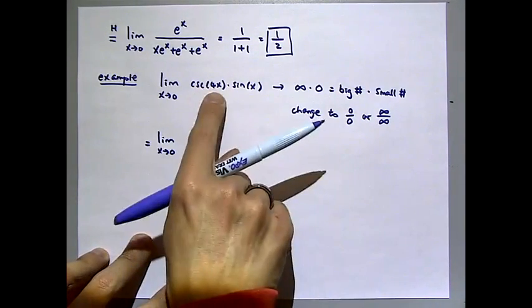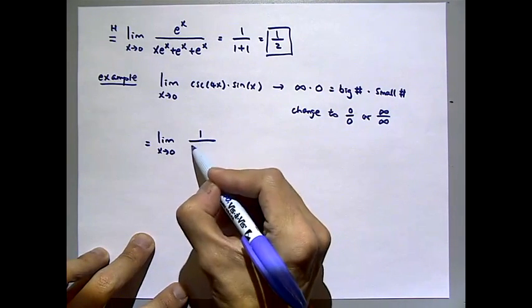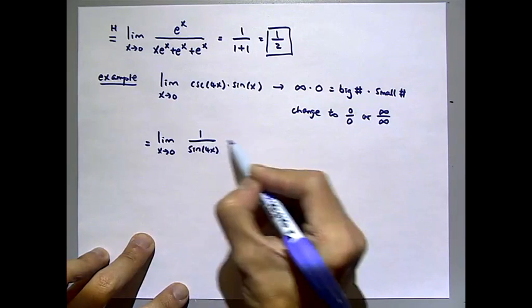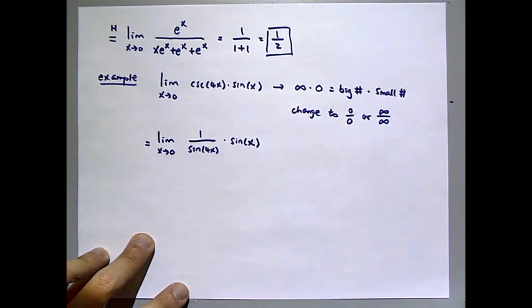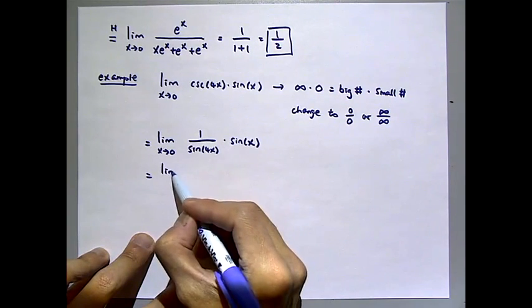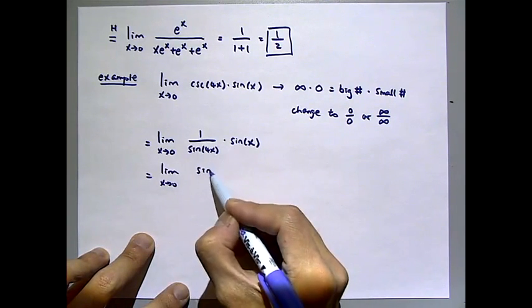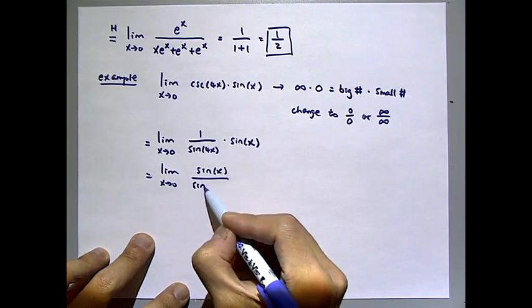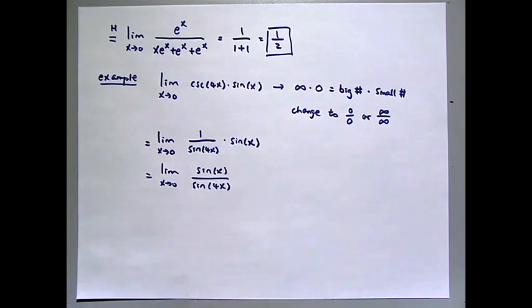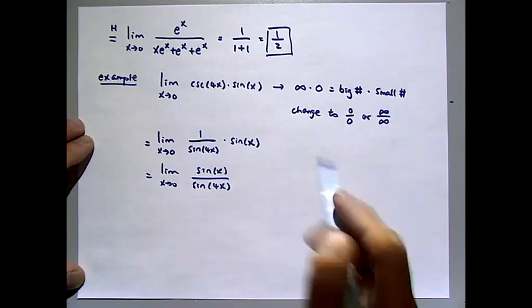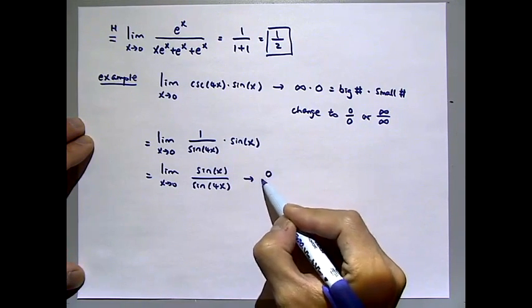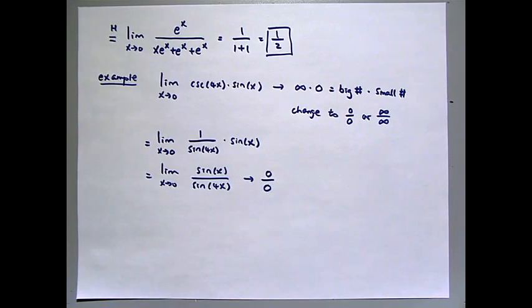And this seems pretty obvious. We just talked about cosecant being 1 over sine. So without doing anything special, we get sine of x over sine of 4x. As x goes to 0, the numerator approaches 0, so does the denominator. All right, so we got one of these two forms. It's the good form that we want to see.